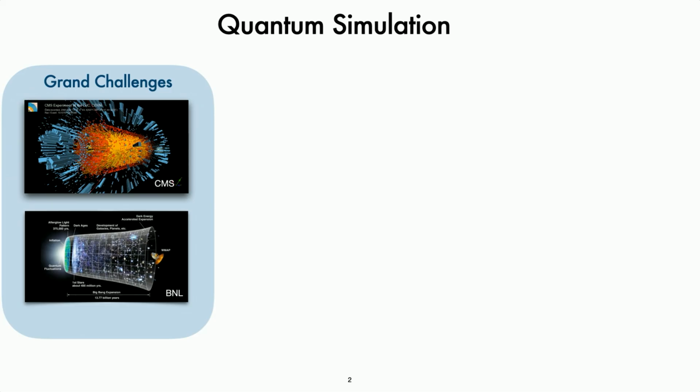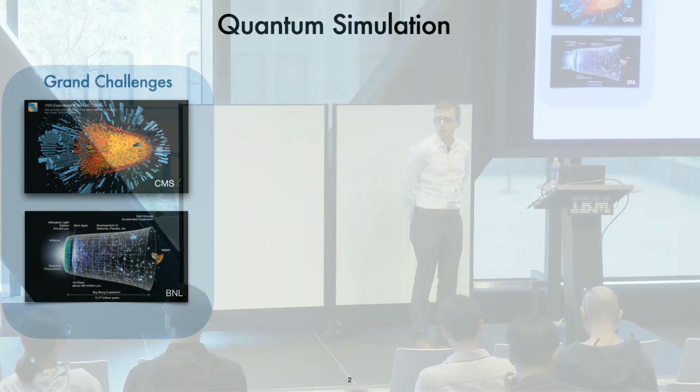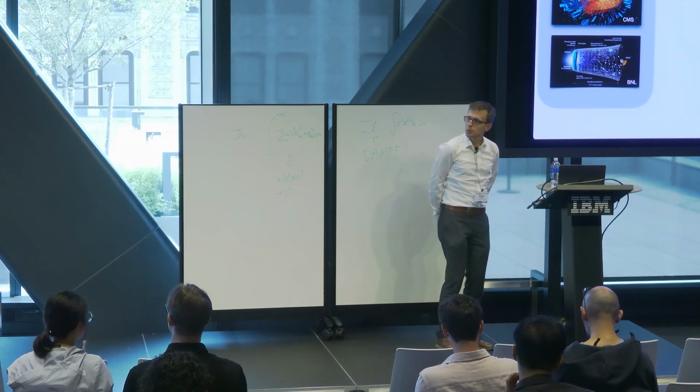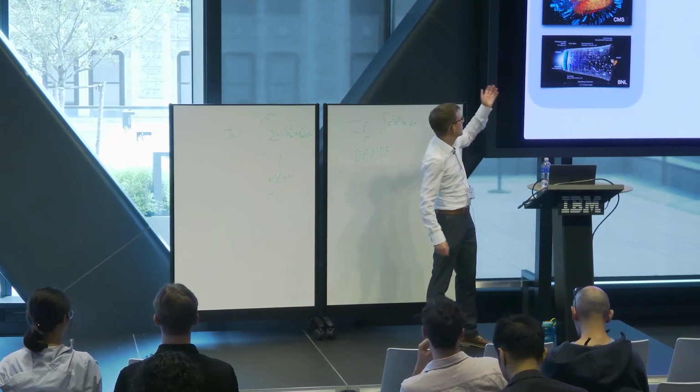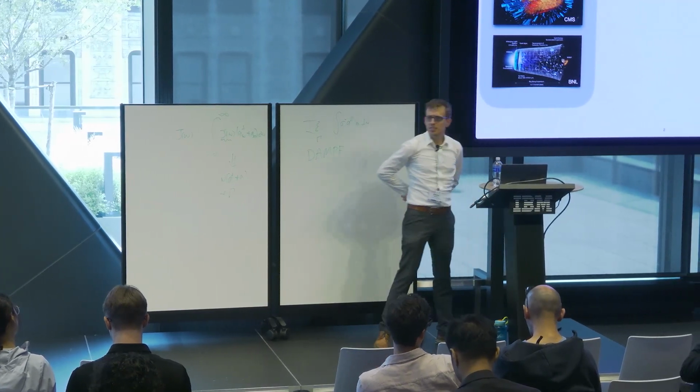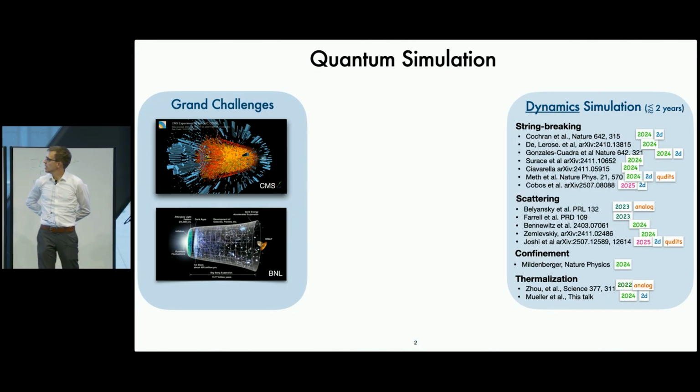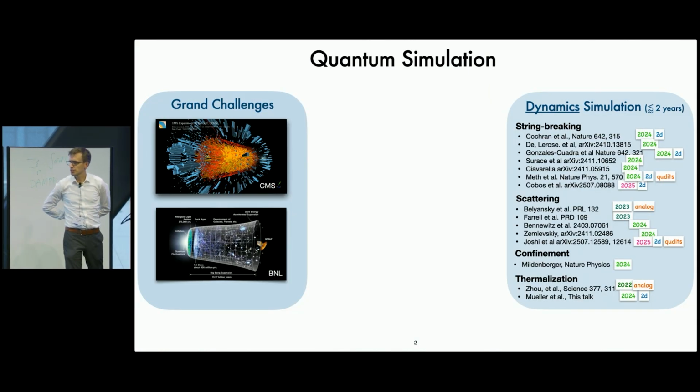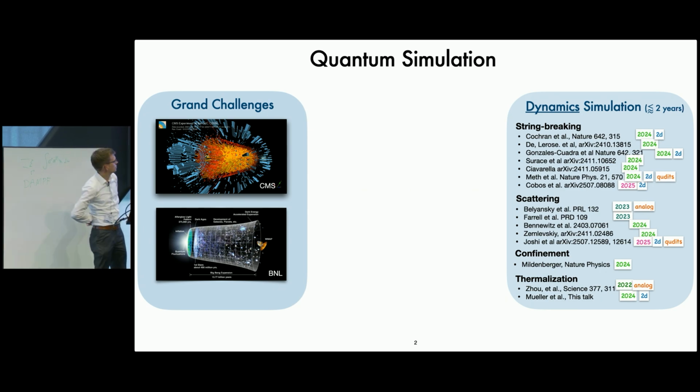That's great. But here are two great examples of problems where a quantum computer could be used for addressing these long-standing fundamental problems. And if you don't believe me, here are some examples of quantum simulations of dynamics of such systems that just came out in the last 2 years. I think this is a very impressive list demonstrating a lot of progress.